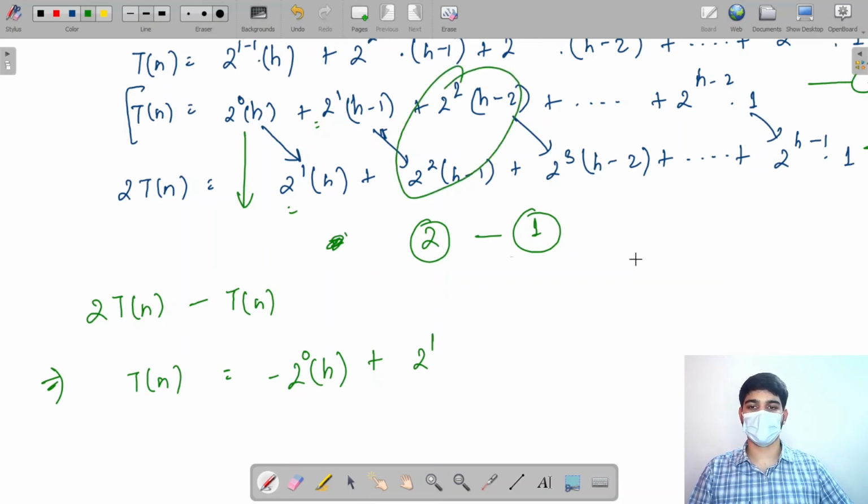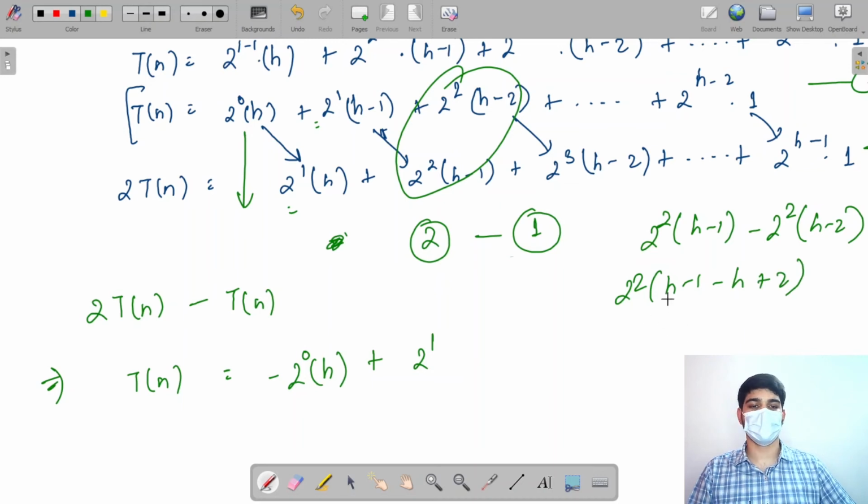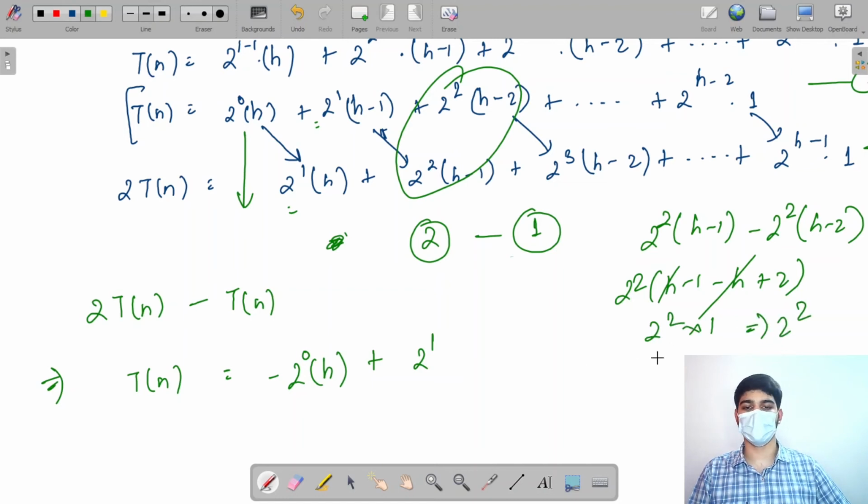Okay, so what if I do 2 raised to the power h minus 1 minus 2 raised to the power h minus 2? Again, if you see, 2 raised to the power h minus 1 and then minus h plus 2, right? What would this be? This would cancel out. 2 minus 1, which is 1. So we get 2 raised to the power 2 into 1, which is nothing but 2 raised to the power 2. So we get 2 raised to the power 2 from here, right?